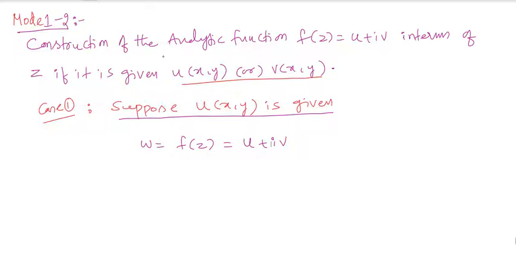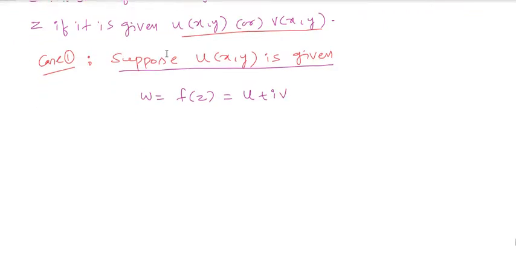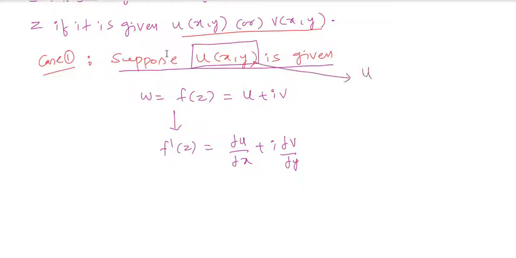From that, what is your f dash z? Generally, f dash z you already calculated: dou u by dou x plus i into dou v by dou y. But if you observe here, in the given, the function is u of x comma y only. For this u of x comma y, you can calculate u x and u y. But you don't know v y, because you don't know the value of your v.